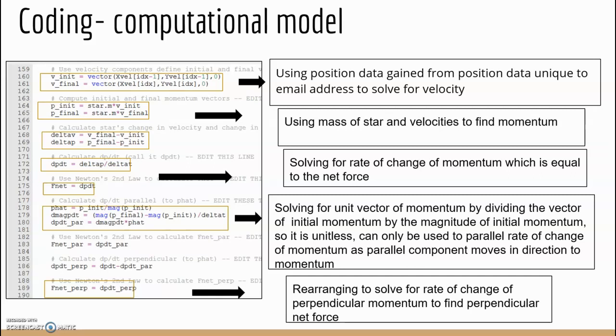To find the perpendicular net force, the parallel rate of change of momentum is subtracted from the total rate of change of momentum. This is done rather than solving for the perpendicular force separately with the equation mass times velocity squared over r, because this cannot be done as the distance from the center of the curve is not known, nor is it the same everywhere, as the black hole is not in the center.